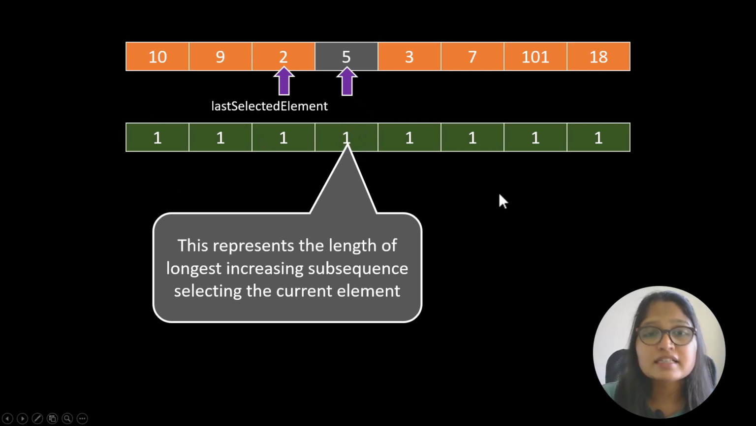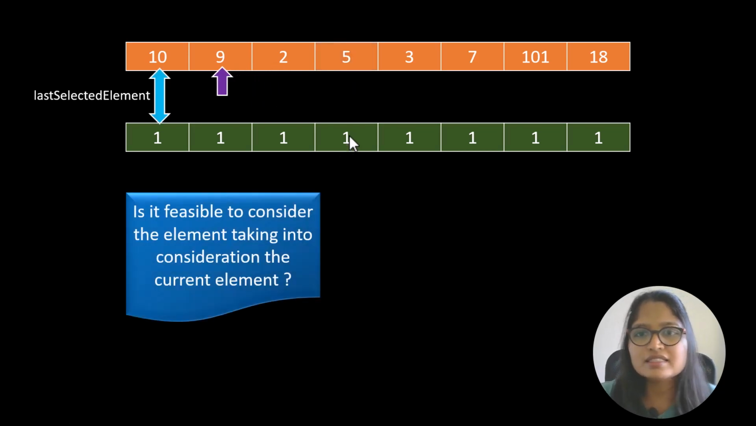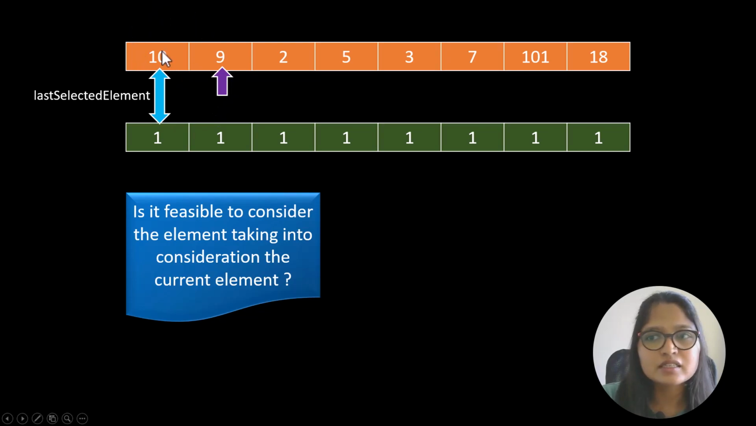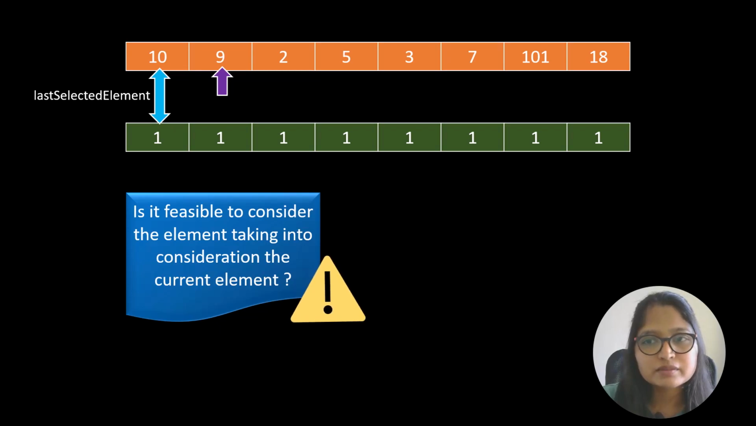Now that we know the basic idea behind the use of this one-dimensional DP array and what it is going to hold, let's take an example and do a dry run over it. So let's take the same example. We'll start with the current element of 9 and say that the last selected element is 10. First question: is it feasible to consider this element when I am selecting 9? This element should have been smaller than 9 for me to consider it. But since that is not the case, I am going to skip it and move ahead.